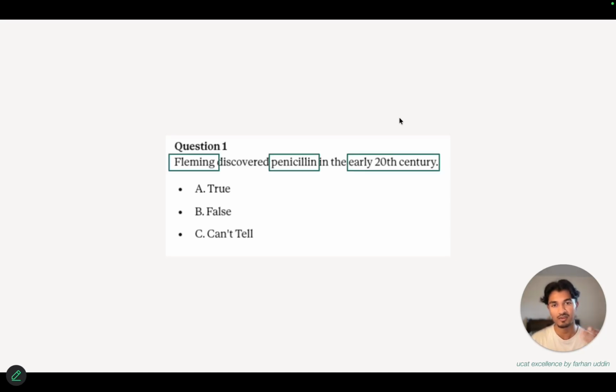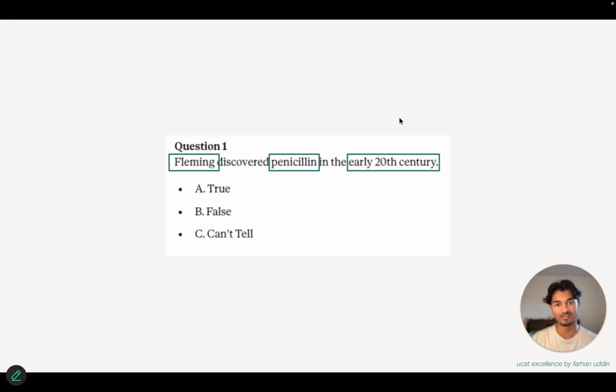And for me, I think Fleming, penicillin, and early 20th century are good ones to pick. Fleming is a name, that's not going to change. Penicillin is something somewhat specific. I mean, you could have the synonym of antibiotics, for example, but penicillin can work. And early 20th century is a good one because it actually means any date that you see in the passage that is in the early 20th century is scannable.